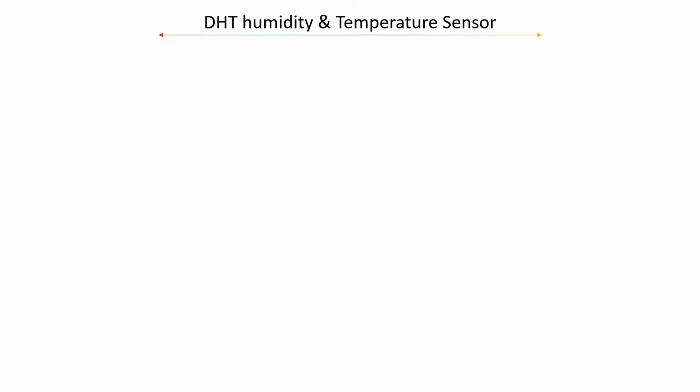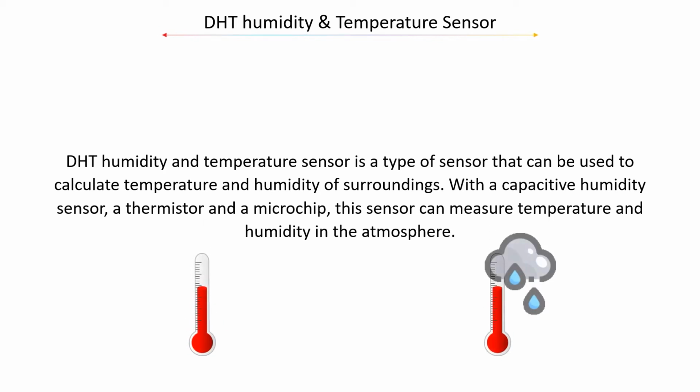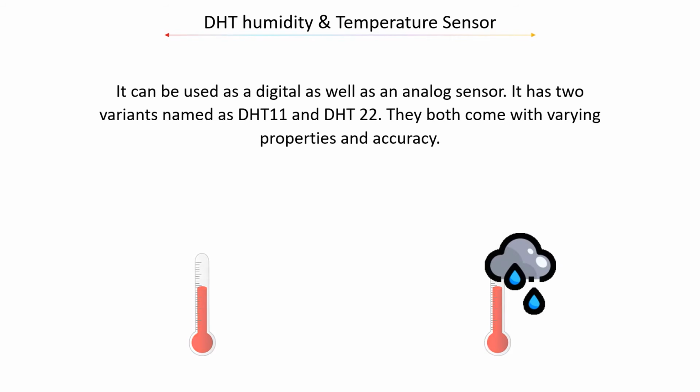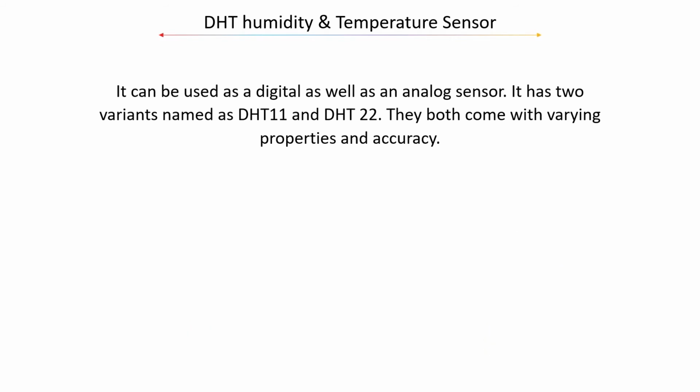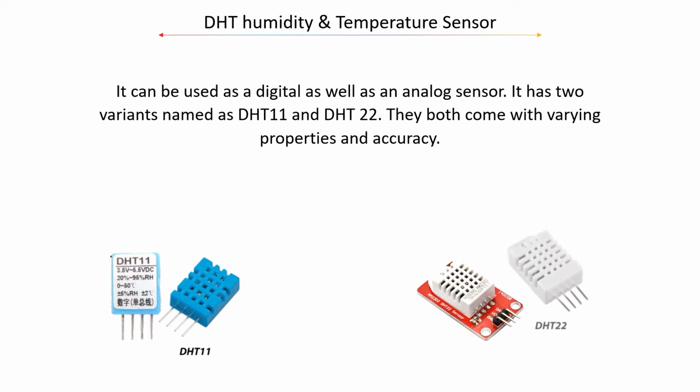DHT humidity and temperature sensor. The DHT humidity and temperature sensor is a type of sensor that can be used to calculate the temperature and humidity of surroundings. With a capacitive humidity sensor, a thermistor, and a microchip, this sensor can measure temperature and humidity in the atmosphere. It can be used as a digital as well as an analog sensor. It has two variants named DHT11 and DHT22. They both come with varying properties and accuracy.